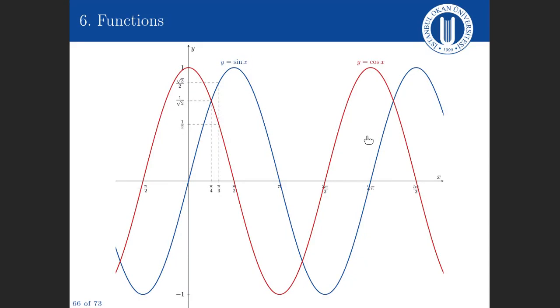Graphs of sine and cosine look like this. The functions go up and down, up and down, up and down, etc.